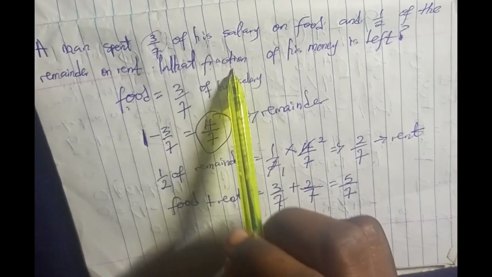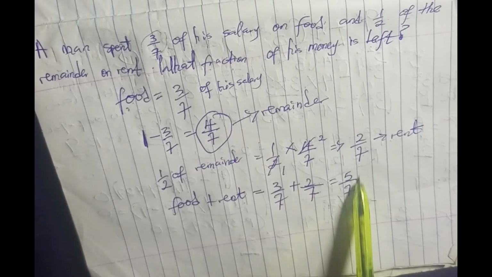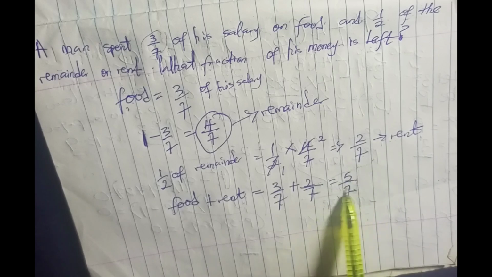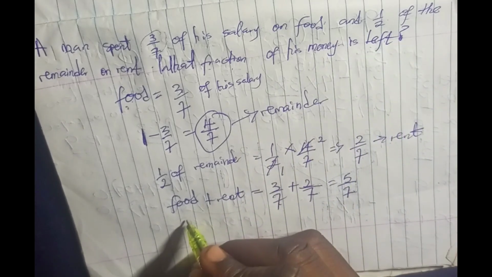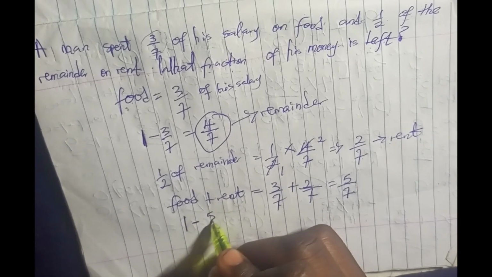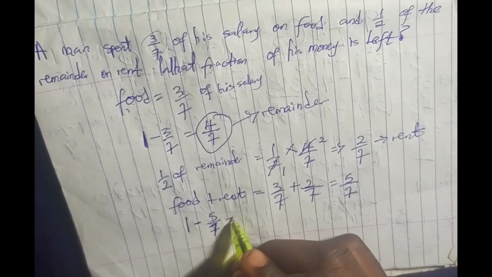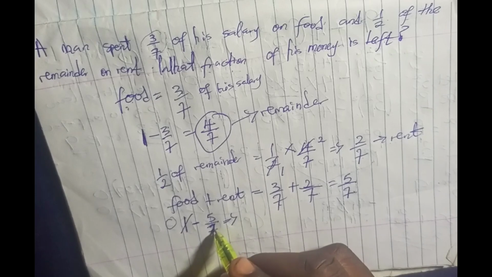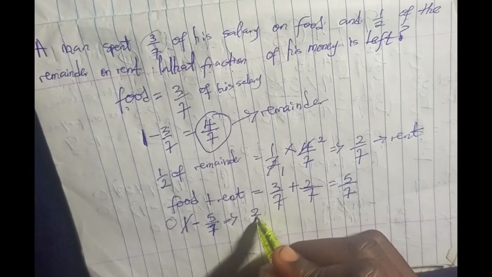But they're asking us what fraction of his money is left. Remember, this 5 over 7 is what he spent on food and rent. So there is a 1 remaining. Do you understand? What fraction of his money is left? So we have to take the salary again, which is a whole, that I told you, 1, minus the fraction of the salary he spent. So we borrow 1 here, it remains 0, right? That one, we call it 7. 7 minus 5 becomes 2. So the answer is what?